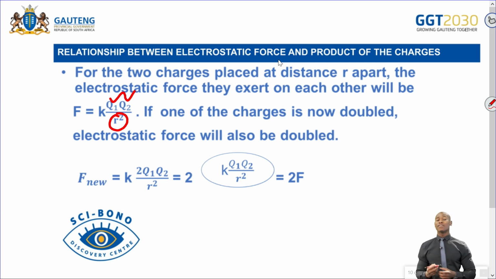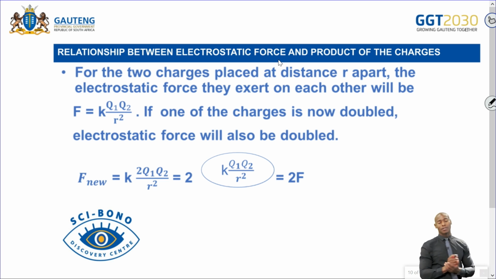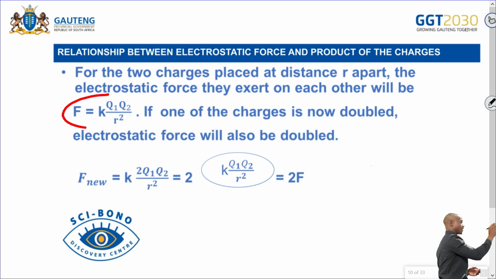If one of the charges is doubled, the electrostatic force will also be doubled, because the relationship between the two is directly proportional. But how do we get that mathematically? If the two point charges are placed at distance r apart, this is how we get the magnitude of the electrostatic force they exert on each other.